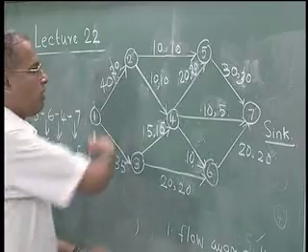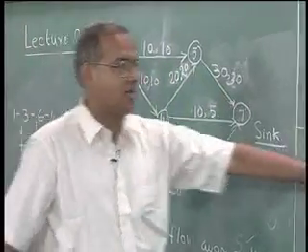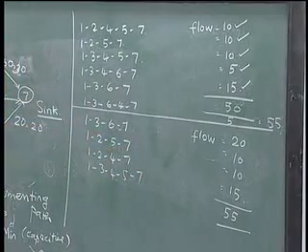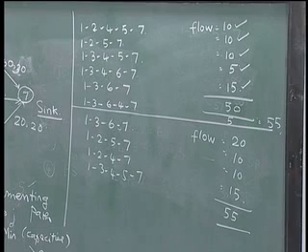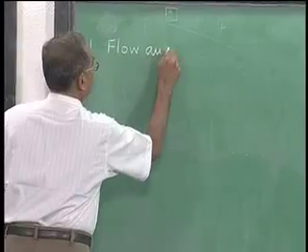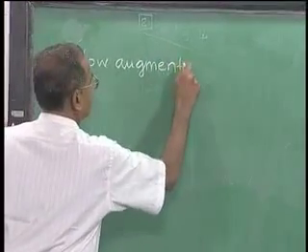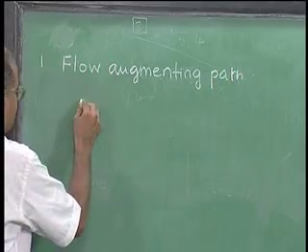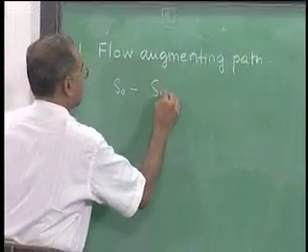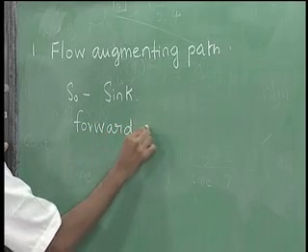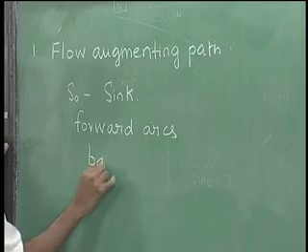Now we can go back and show that this kind of a flow representation actually corresponds to this solution, and the maximum flow that we got is 55. So at the end what we have to do is, we have to now start defining the flow augmenting path in two ways. So flow augmenting path: it is a path from source to sink made up of forward arcs and backward arcs.